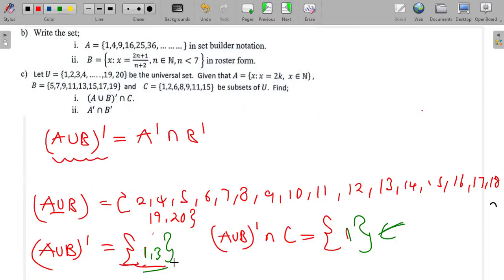But I already have this. I found it was 1, 3. So this guy is just 1, 3. And you're done. If you don't know De Morgan's law, you start again finding the complement of A, complement of B, and then you find the intersection, which will be wasting time. So it's better you know De Morgan's laws. So that is the answer there.